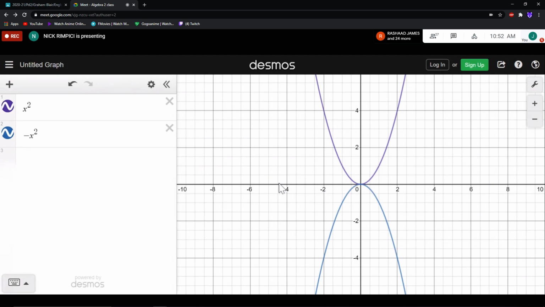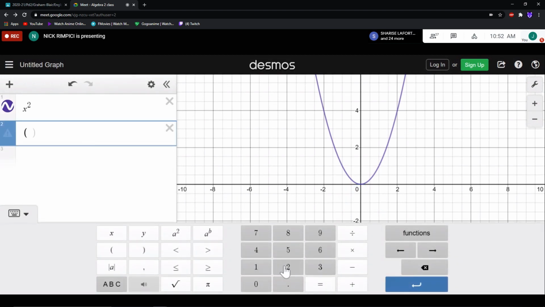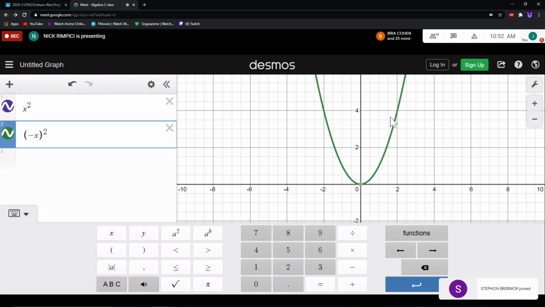If I do the reflection in the y-axis, which would be negative in parentheses negative x squared, you'll see that the green function is sitting on top of the parent function because this and this are the same. Okay, they're the same thing. The reflection in the y is the same as the original because x squared is a mirror image of itself when you reflect through the y-axis. In other words, it's symmetrical, and that's why we get this. So let me go back now.